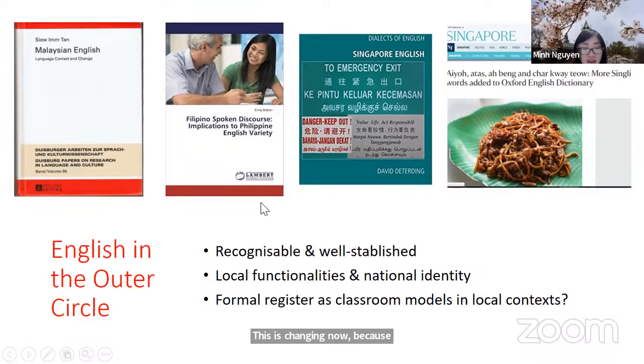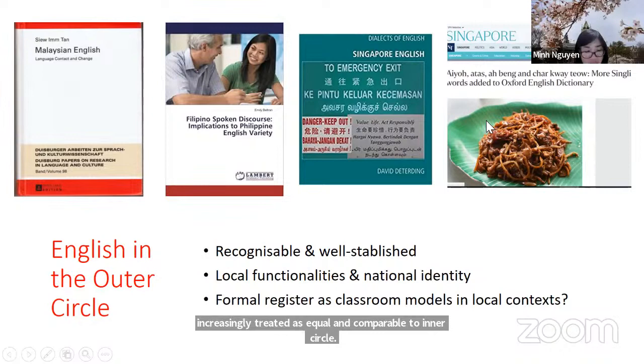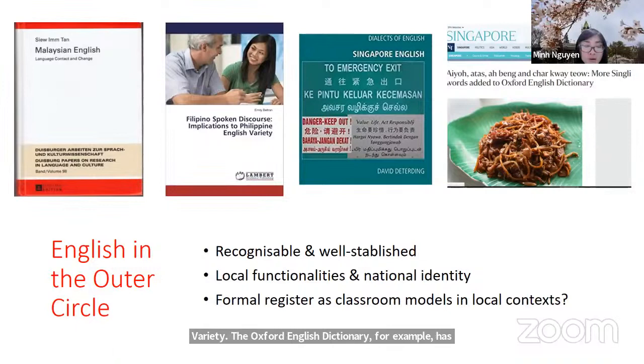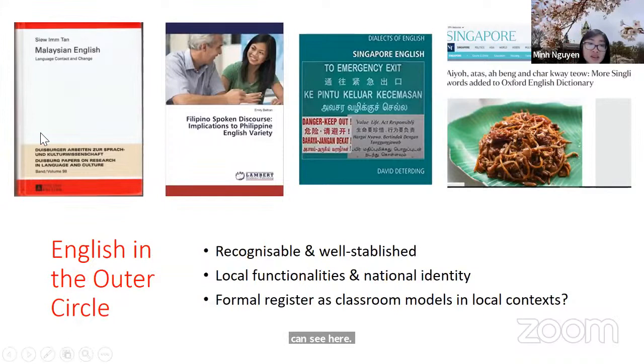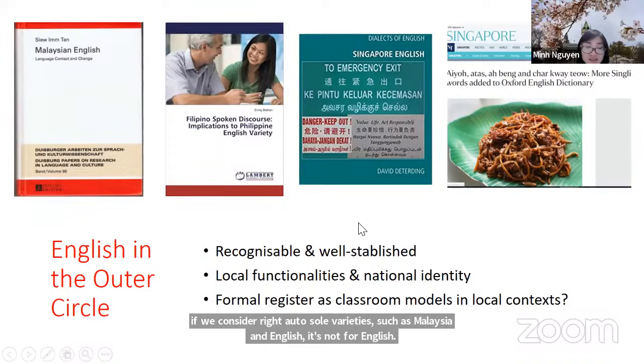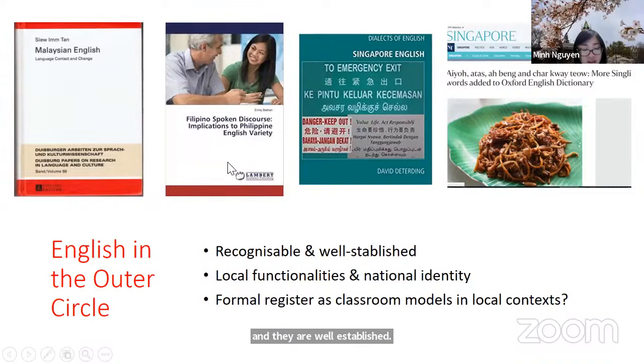The Oxford English Dictionary, for example, has recently added several words from Singapore colloquial English, from Singlish. Most of these words, as you can see here, are loan words from the local languages, such as Malay or Chinese. Those are expressions that are used only in Singapore, and they have been recognized and added to the Oxford English Dictionary. So outer circle varieties, such as Malaysian English and Singapore English, are recognizable and well-established varieties, which inform communication in everyday life in local communities. They have become part of the local people's national identity, as we have just seen in the video about the Singaporean accent.